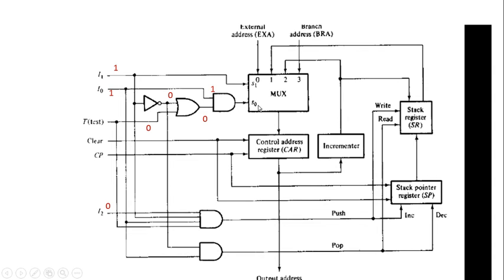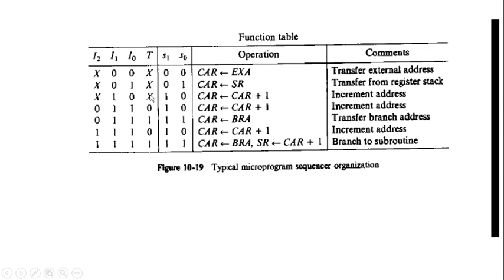Here it is 1 0, so it selects input 2 as the multiplexer output, so it increments the current content of the control address register and writes it back into the control address register, and does not trigger any push operation. Okay, so this is the fourth case, it just performs an increment operation.